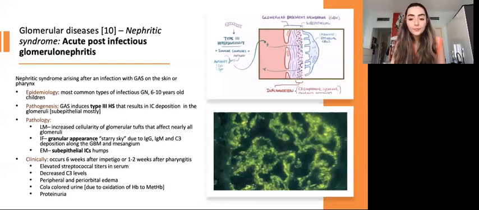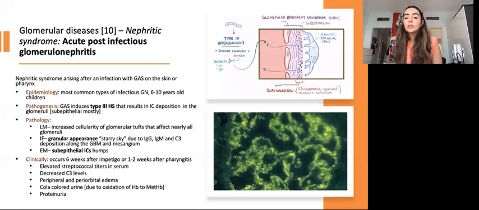Then clinically, it occurs 6 weeks after a skin infection such as impetigo, and 1 to 2 weeks after pharyngitis. You have elevated streptococcal titers in the serum, decreased C3 levels because it's consumed with the activation of the complement, peripheral and periorbital edema, Coca-Cola colored urine due to the hemoglobin in the urine becoming methemoglobin, and also proteinuria.